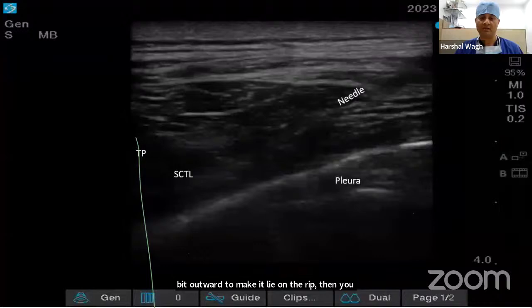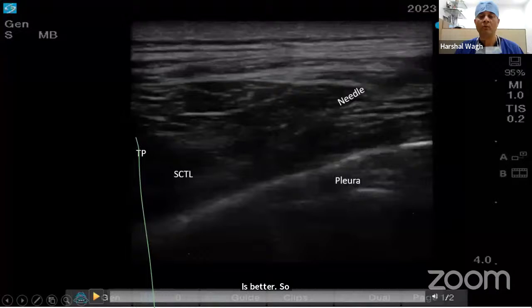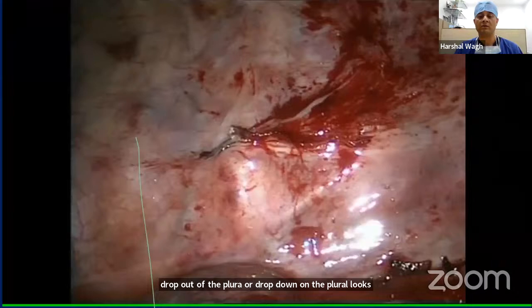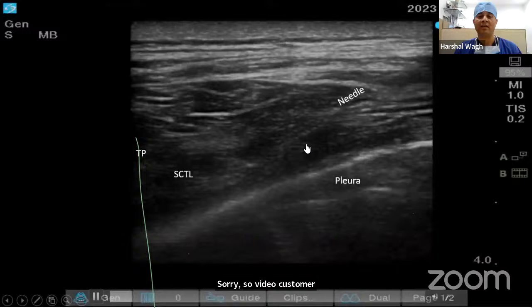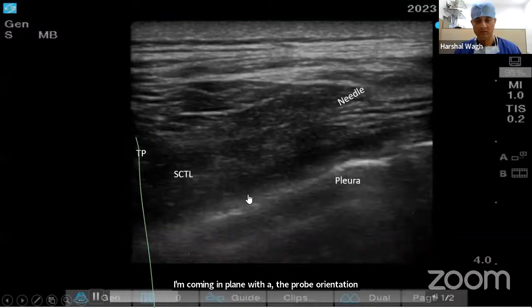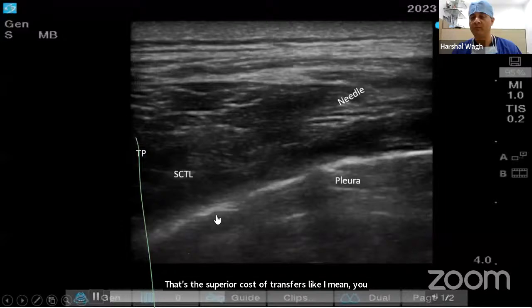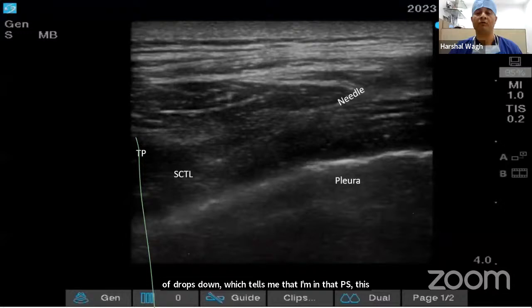So this is just a quick video of how the drop down of the pleura looks when you pierce the superior costotransverse ligament. That's my needle, and I'm coming in plane with the probe orientation parallel to the rib. That's the superior costotransverse ligament. You can see when I inject local anesthetic, this pleura sort of drops down, which tells me that I've pierced the superior costotransverse ligament. And the end point of that procedure is drop down of the pleura.